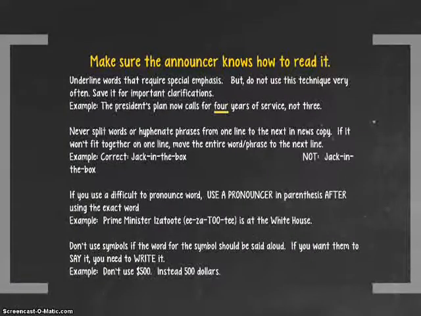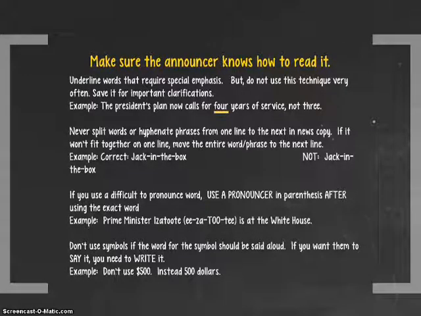Let's start off by talking about making sure that the announcer knows how to read your script. Now, you will sometimes be writing your own script, but sometimes you may write something that someone else will need to read. First of all, you should underline any words that require a special emphasis, but only use this if it's very important that they stress a certain word. For example, the president's plan now calls for 4 years of service, not 3.